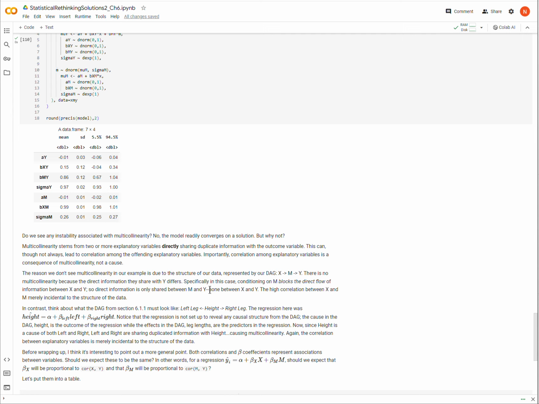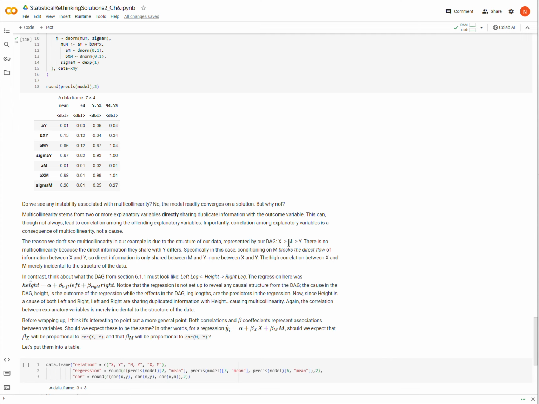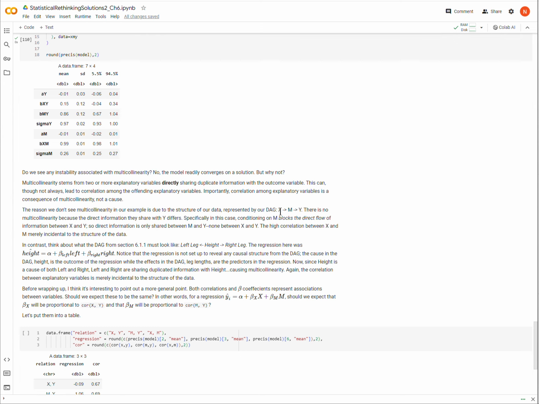Why? Well, because X is not sharing any direct information with Y. All of its information is being filtered through M. So the only variable that is sharing information with Y in the case of a pipe is M. So there is no duplicated information, or not much duplicated information, between X and M.